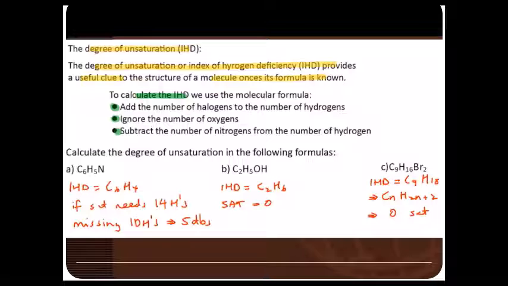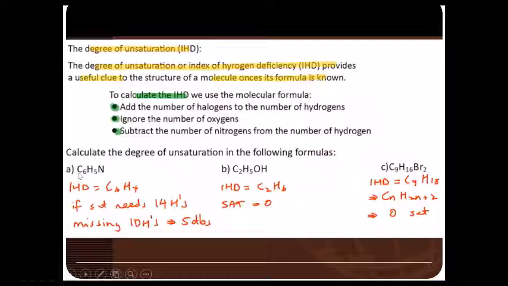So that's that one for part C. Part B, ethanol, C2H5OH. If we ignore the O and count the H only, this would have been C2H6, which again would have been an alkane. It's saturated, so the degree of unsaturation, or IHD, is 0.